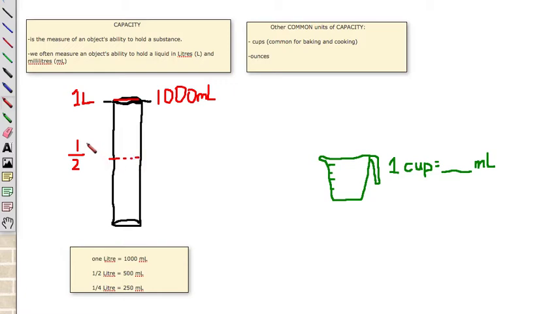All right, so that is half of what? Well, the whole was 1 liter. So the half, this is a half liter. Now, if I took 1,000 and I did the same thing and broke it into 2 equal pieces, how many milliliters would be here?